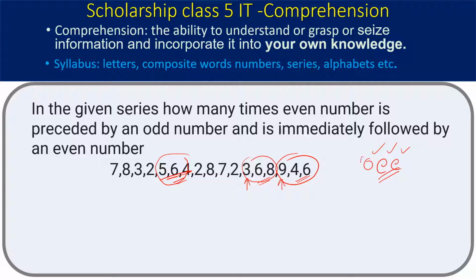What helped us reach the conclusion so quickly? Though the question is an even number preceded by an odd number and immediately followed by an even number, if the question was straight, find out the order odd number, even number in the given series.